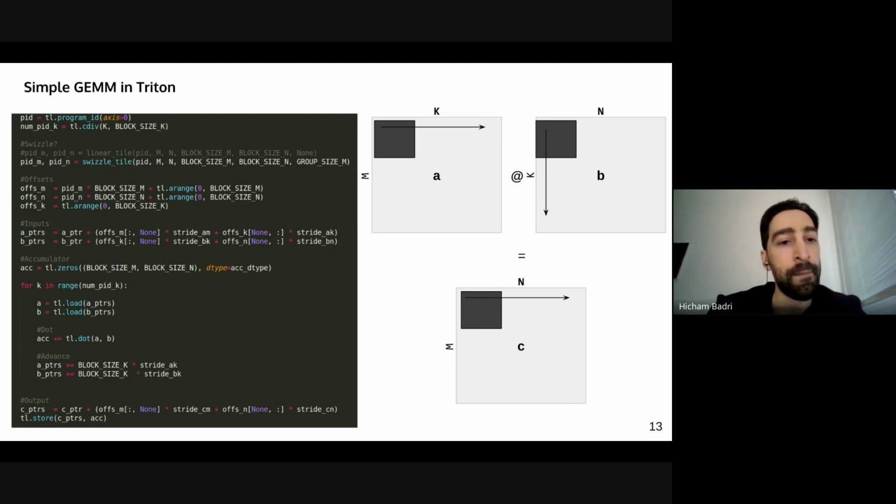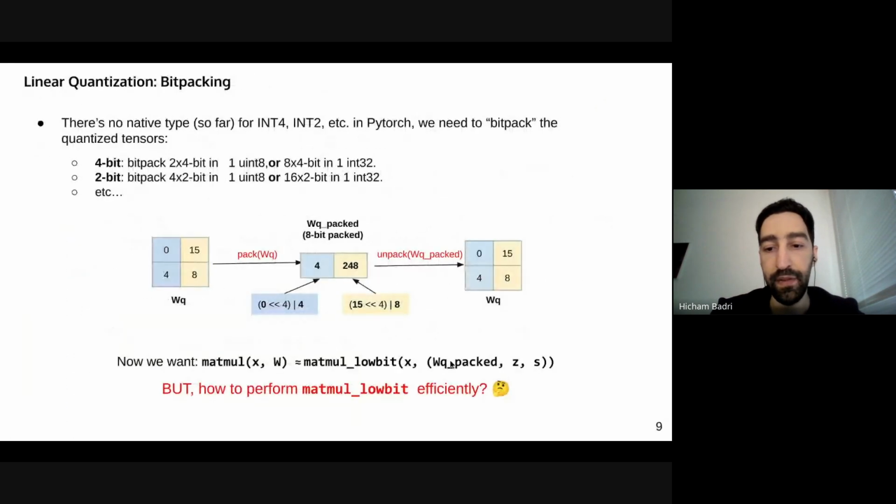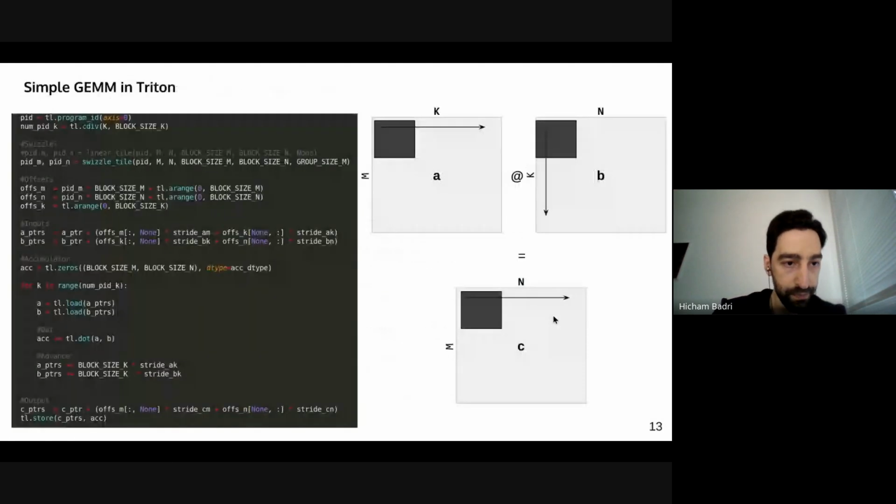Like, so here, there's nothing fancy because, as I said, it's a simple GMM. There's no quantization here. So how do we take this and actually make it work with this matmul low bit, WQ packed in with zeros and scales? So how do we do this? What is changing here?